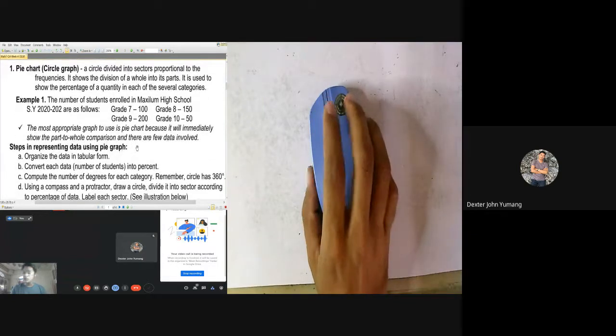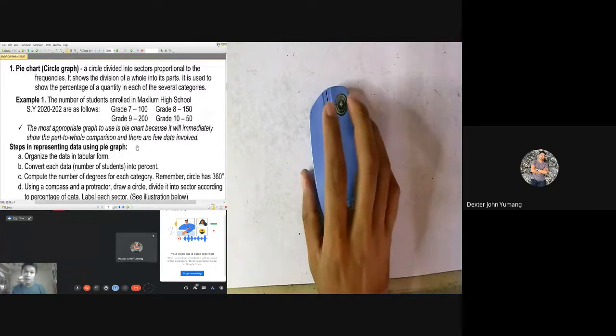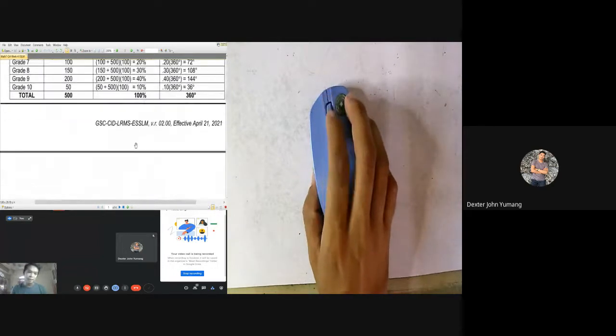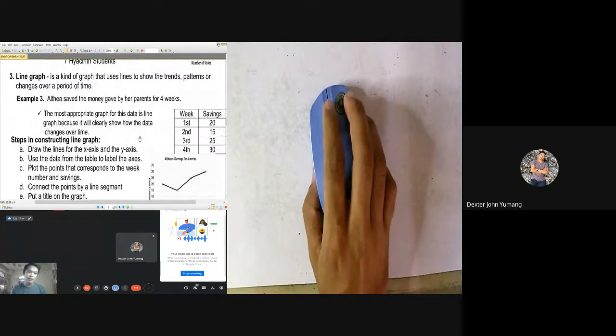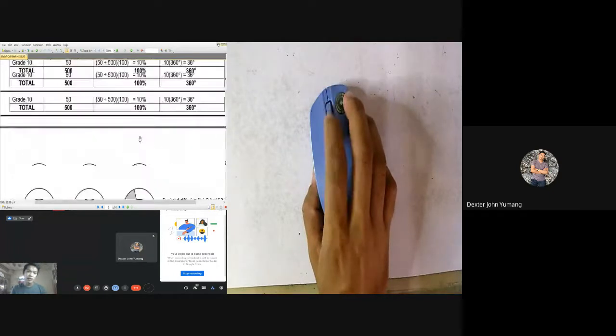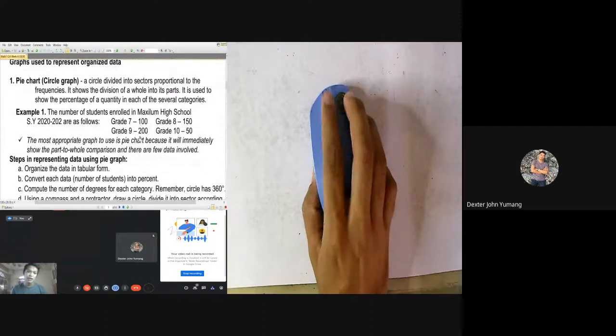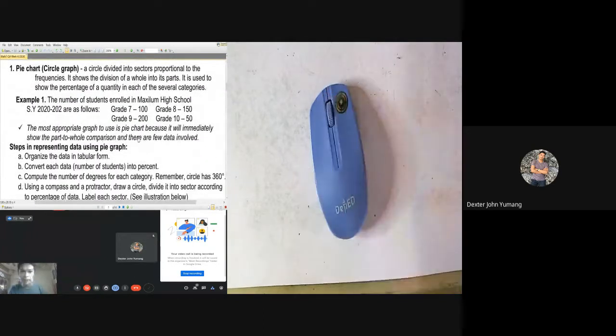When you start with the graphs, there are different types of graphs. We have the pie chart, we have the bar graph, and we have the line graph. So how are we going to start to construct this pie chart? Today we will be learning just the pie chart. Pie chart, it is a circle graph. It is a circle graph divided into sectors proportional to the frequencies. It shows the division of a whole into its parts.